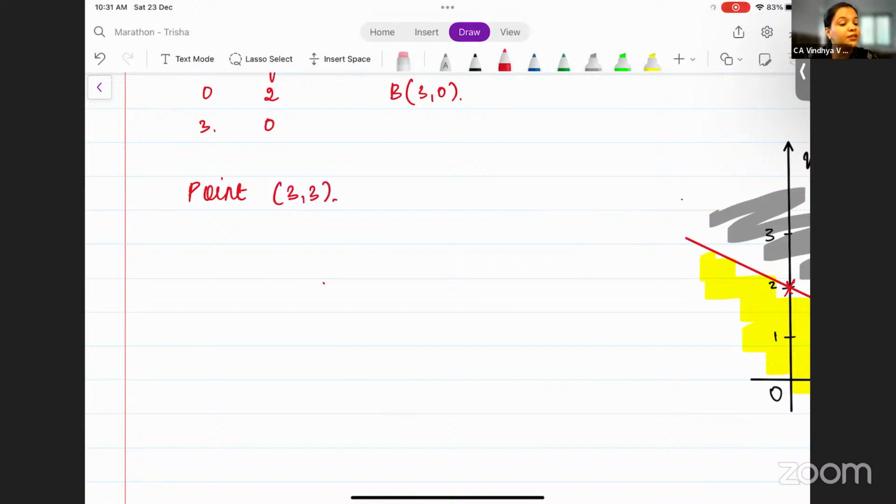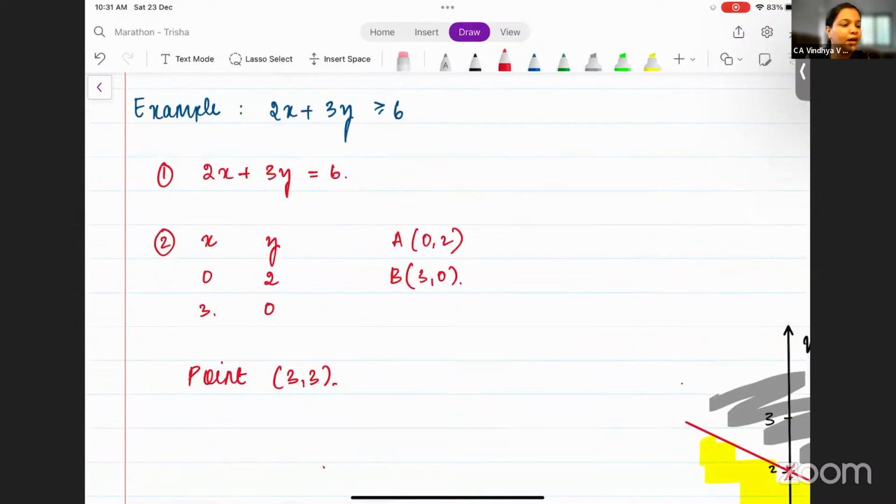Now substitute this 3. Good. I've been getting answers that gray area is the answer. Yes, let's see. All right, let's wait for 2 minutes. Let me explain.